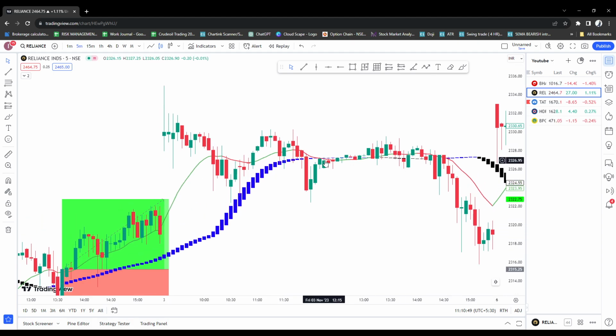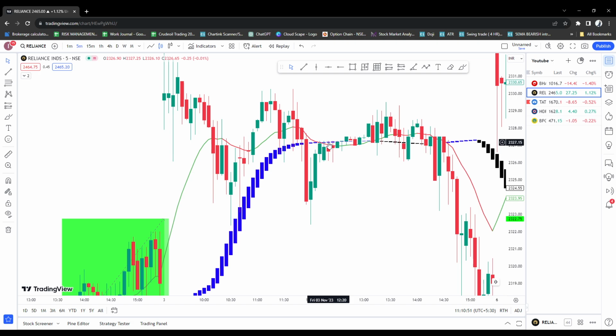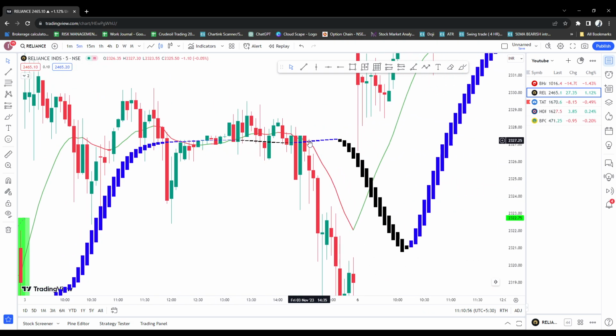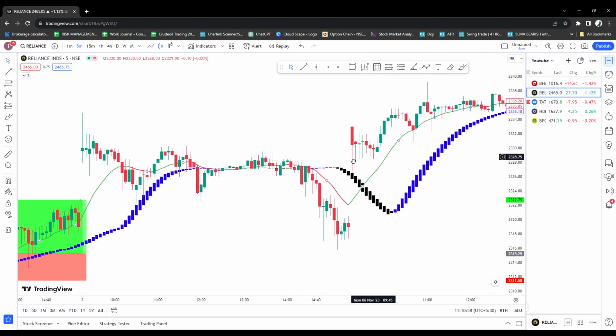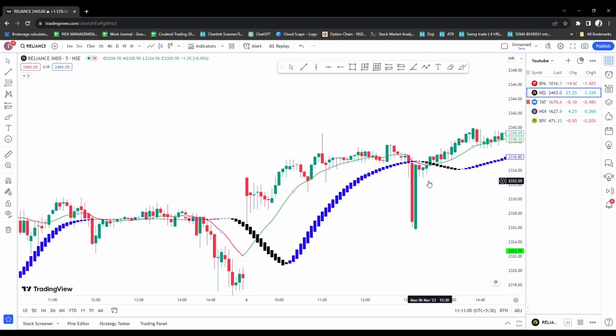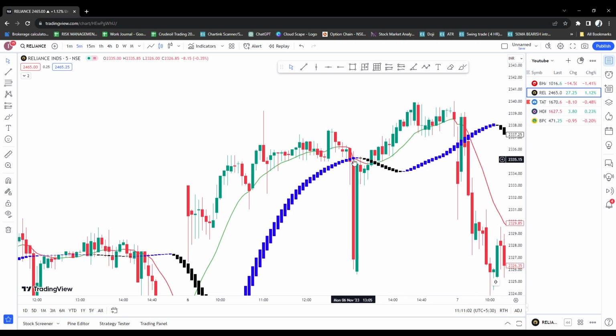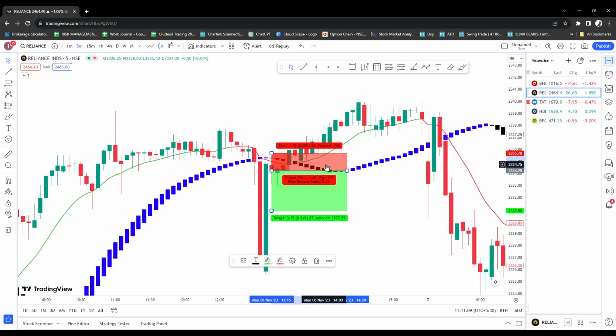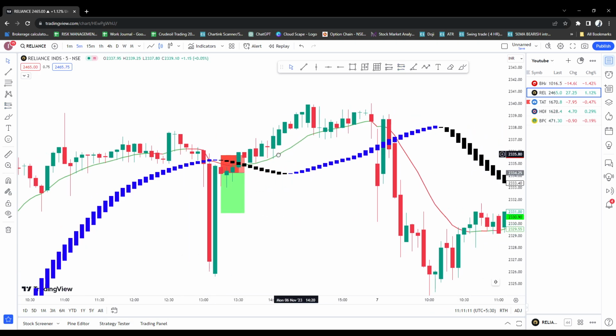Okay, next, this is a crossover, but unfortunately Nadaria's color did not change, so we are not entering. This is a crossover, Nadaria's color did not change, we are not entering. We wait for both the colors to change. Okay, so this is a crossover, Nadaria's color also changed here. We enter. This is a stop loss. This is a stop loss hit.